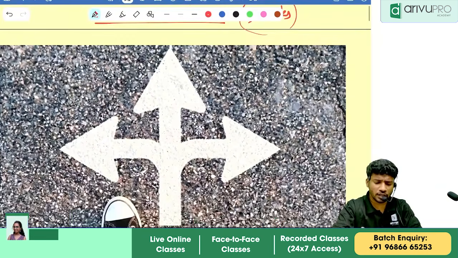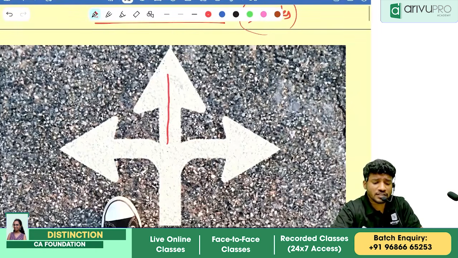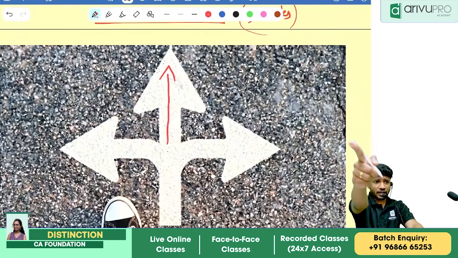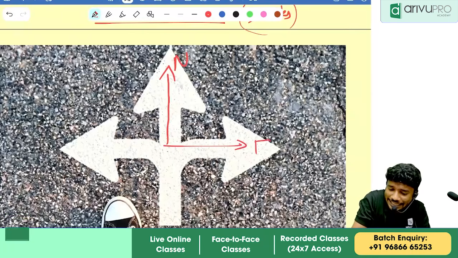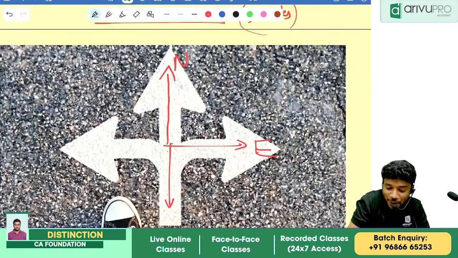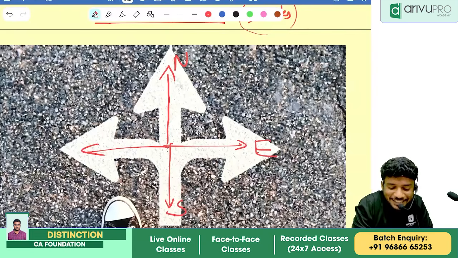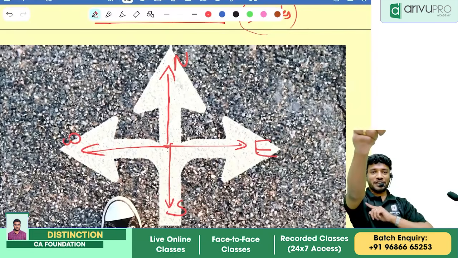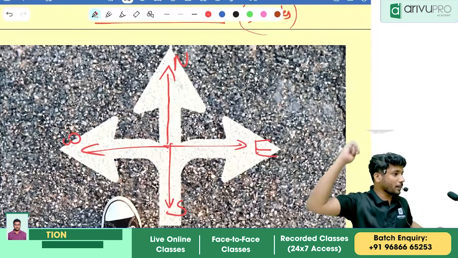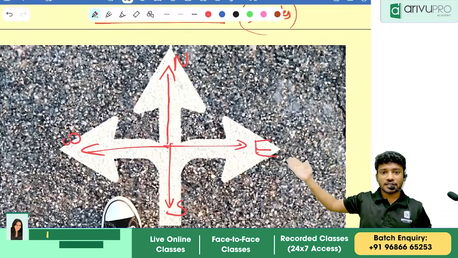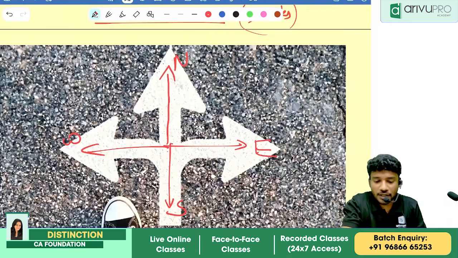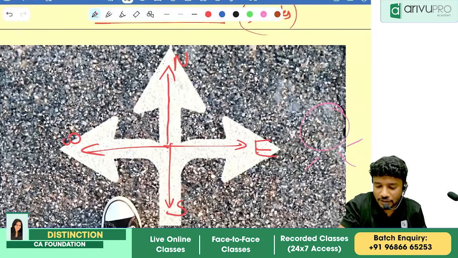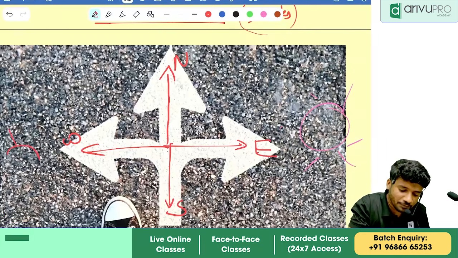Now if you look here, always remember whatever direction in front of you is which direction now? North. This is what? East. This is what? South. This is what? West. So whatever in front of you is north. Whatever behind you is south. Right side of you is east. Left side of you is west. Remember that. Sun rises where? East. Sun sets where? West.